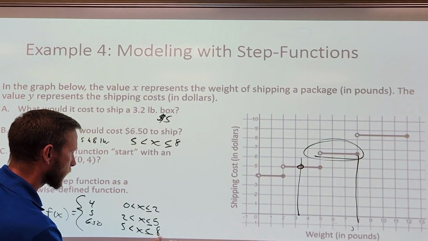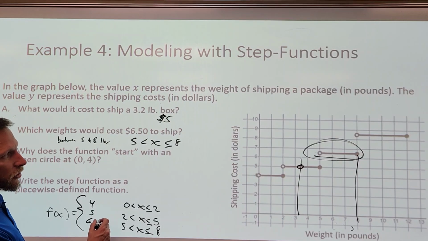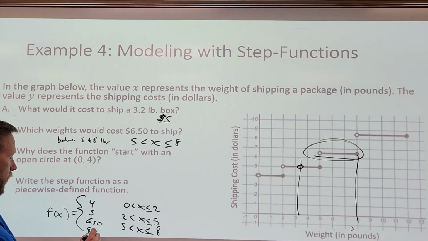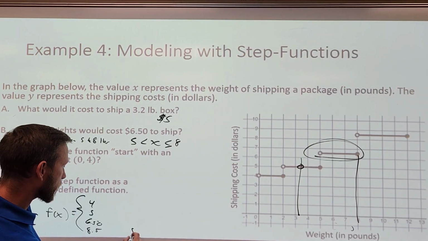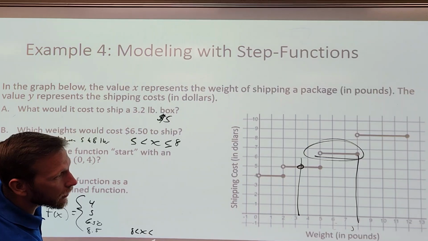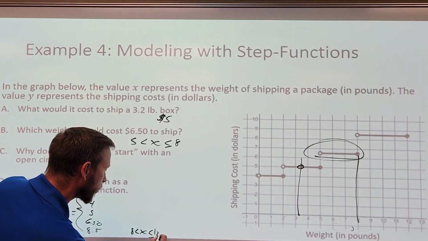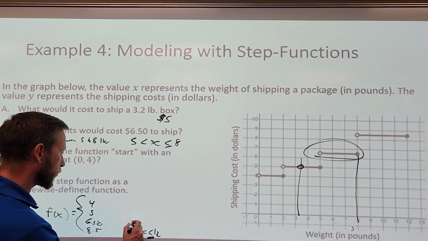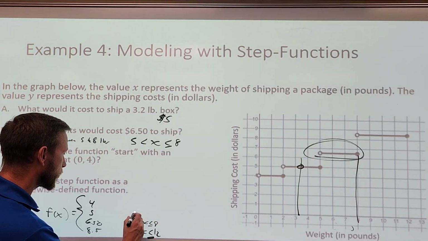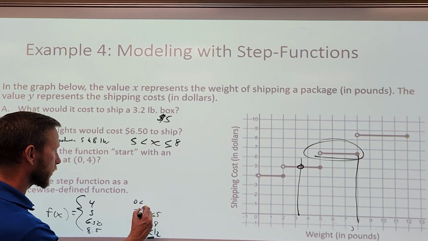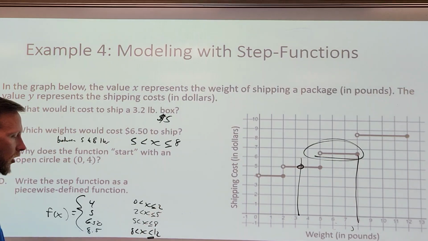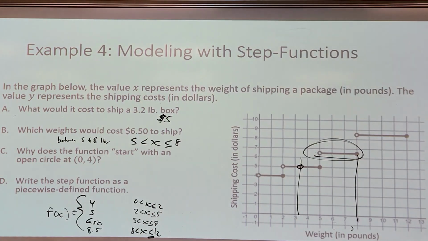8 pounds. And then the last part, I don't know if you can see it, it's going to cost you $8.50, and that's going to be for values that are between 8 and up to 12 pounds. So they're saying that they won't ship anything that's bigger than 12 pounds. This is 5 less than x less than or equal to 8. This is 2 less than x less than or equal to 5. And then this is 0 less than x less than or equal to 2. All right, so those give you the different intervals and the different costs for each of those weights of the package.